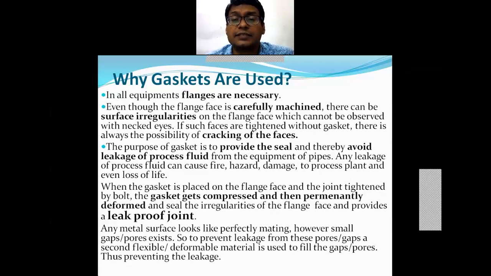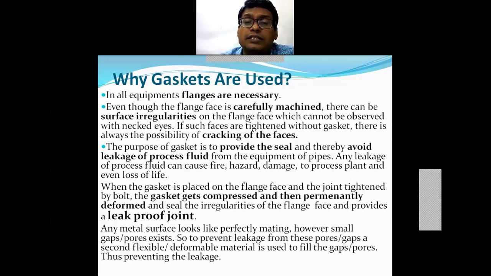Then when the gasket is placed on the flange face and the joint is tightened by the bolts, the gasket gets compressed and permanently deformed. So the deformation of a gasket is because of the application of force, which is the tightening of the bolts. We apply a force to tighten the bolts of the flange, and this applied force causes deformation of the gasket material, sealing the surface irregularities and preventing leakages.